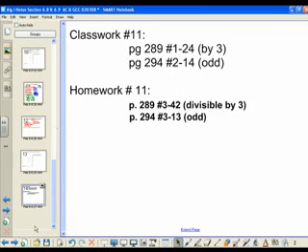Okay, homework. Don't worry about classwork. So there's the homework. 289, 3 through 42 by 3s, and 3 through 13 odd.